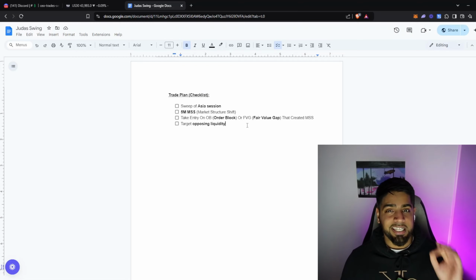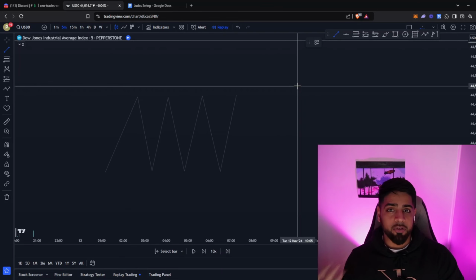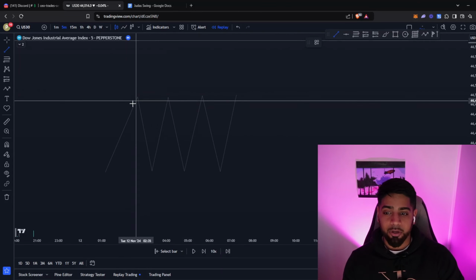So this trading strategy is super simple. It only has 4 components. So step 1, we're going to wait for a sweep of either side of the Asia session range. Step 2, we're going to wait for a 5-minute market structure shift. Step 3, we're going to take our entry at the order block or the fair value gap which caused the market structure shift. And step 4, we're going to target the opposing liquidity. So if we sweep the lows, we're going to target the highs. And if we sweep the highs, we're going to target the lows. Nice and simple. So let's go over a utopian example so you know exactly what you're going to look for.